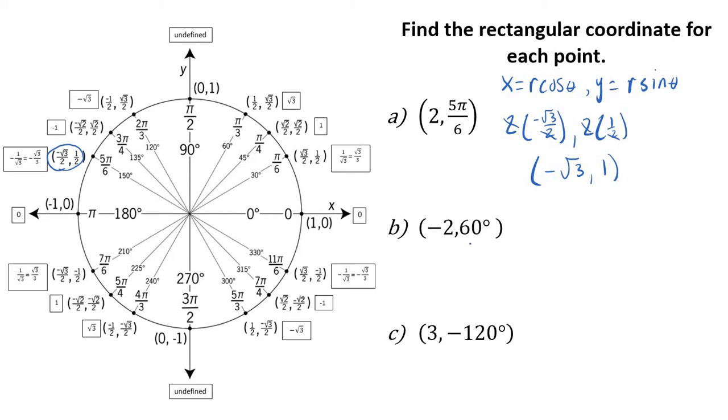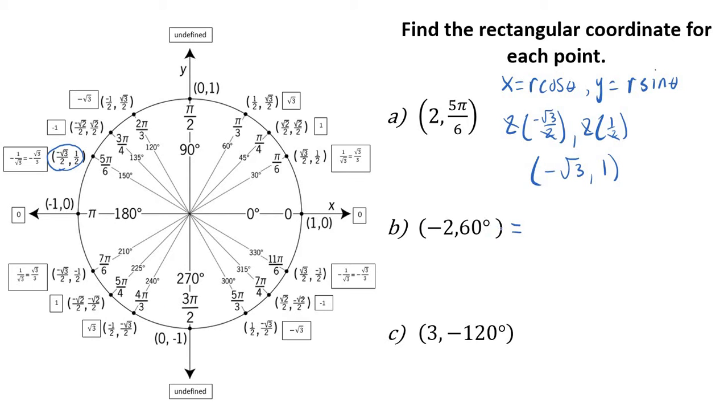Okay, not too bad. Now, what if we get a negative out front? So we got to think about what that means. I like to rewrite this, in fact. Make them positive, because positive is straightforward. Just use this relationship. Well, negative 2, 60. So remember, negative 2, 60, you just go to 60 degrees, again, if you're thinking polar, but the negative means you got to go 180 from that.